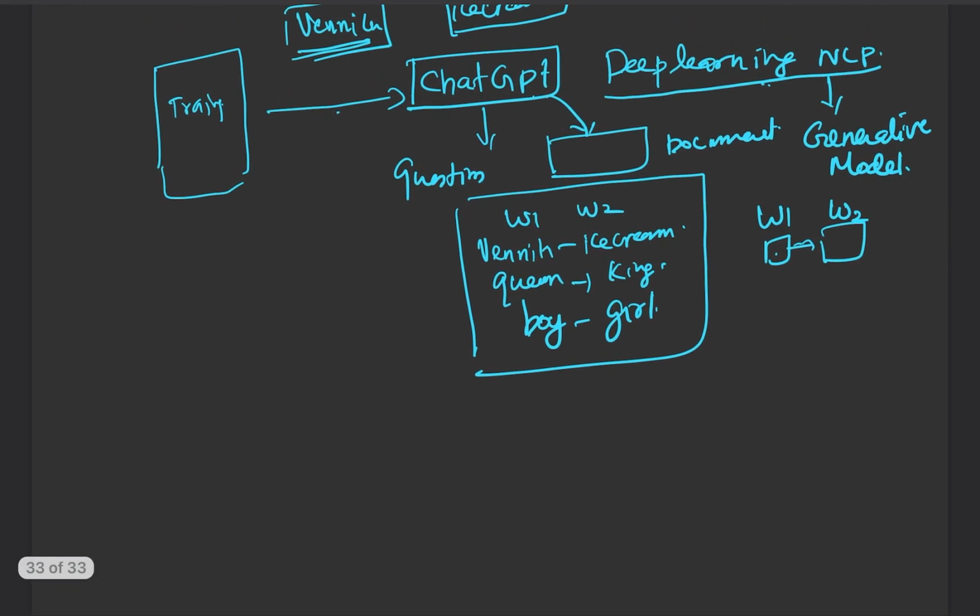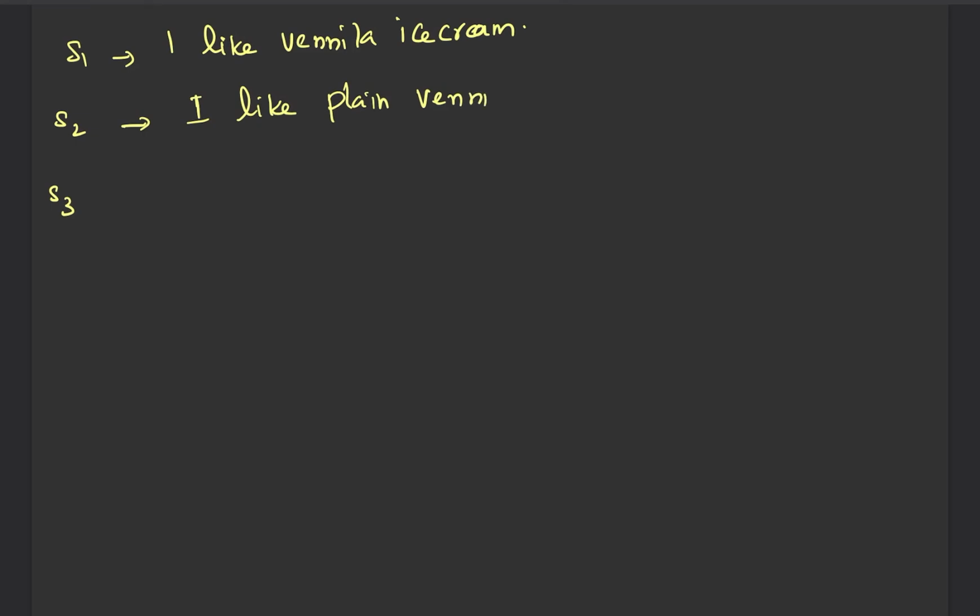Then the next question is how we measure the distance. There are simple techniques. First, we will see a technique for understanding the association between words. Let us consider an example. There are three sentences, S1, S2 and S3. The first sentence is, I like vanilla ice cream. The second sentence is, I like plain vanilla ice cream. And the third sentence is, I like vanilla milk ice cream.